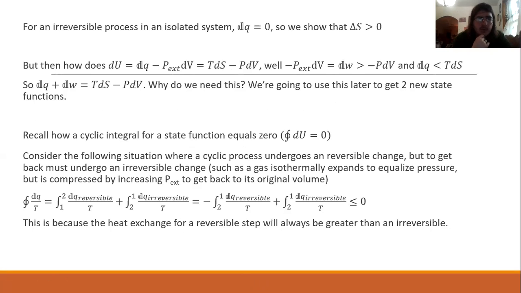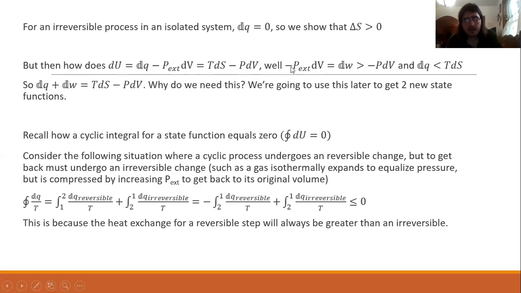Now, but for an irreversible process in an isolated system, dQ will be 0. So essentially this shows that entropy will always be greater than 0. But how does this work? Well, dU equals dQ minus PdV, and that equals TdS minus PdV. How do those two things equal?